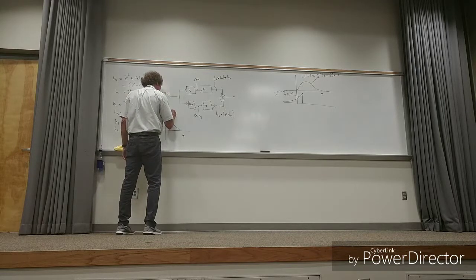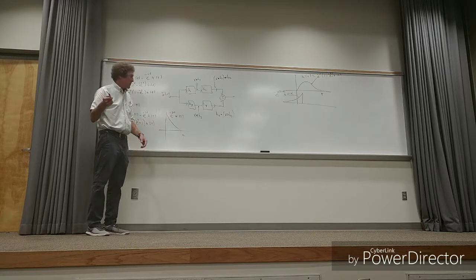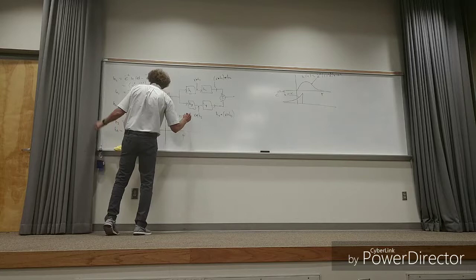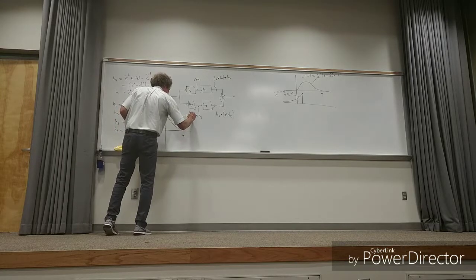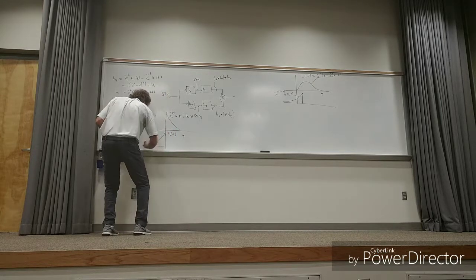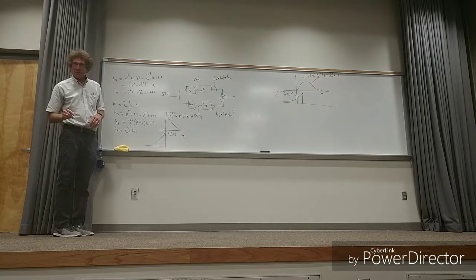This would be e to the minus 3 tau u of tau, correct? Now, if you flip it, it does this. This is equal to h2 of tau. When you flip it and you put h2 of minus tau, it looks like this, right? The opposite way. Are you with me?